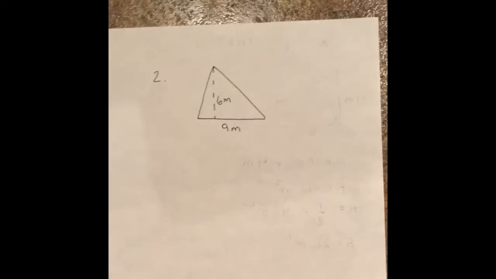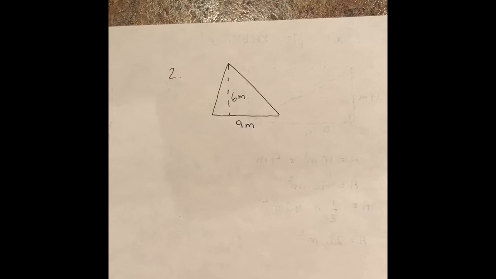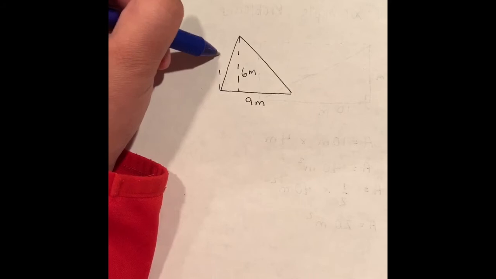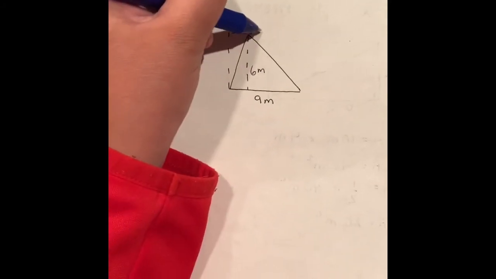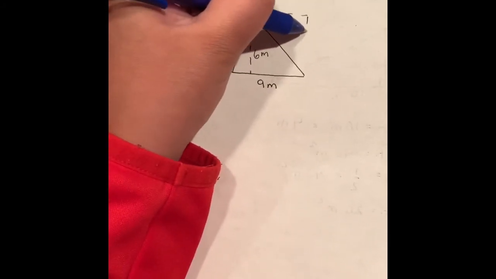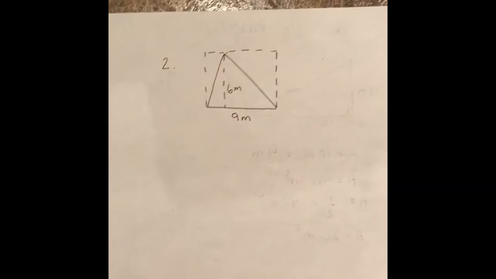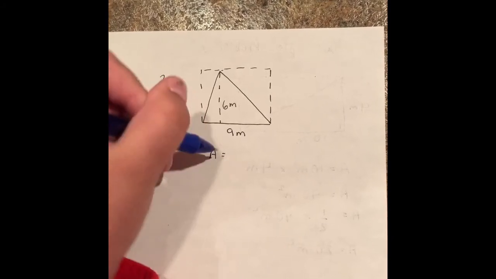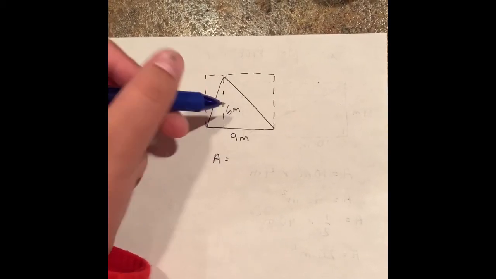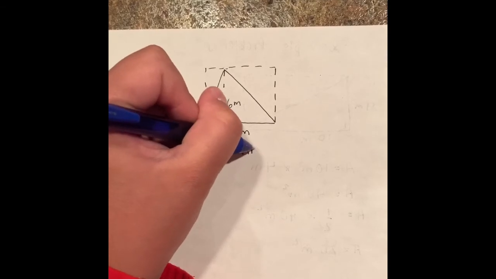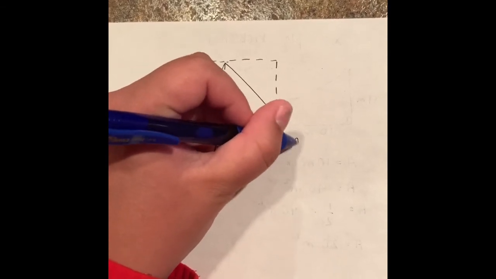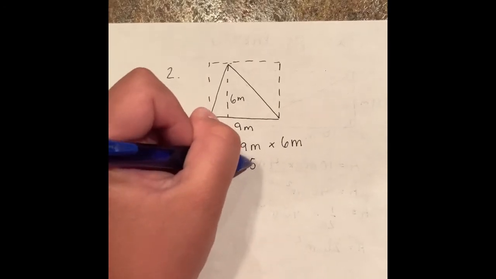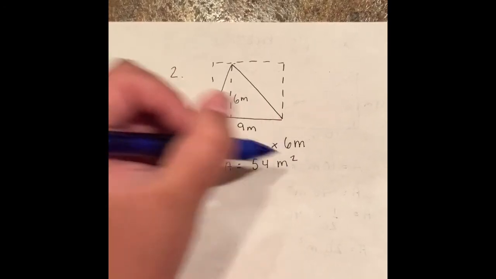Okay, so now we're going to try out our second example. This triangle looks a little bit different, but we can still turn it into a rectangle. Alright, so now that we've turned it into a rectangle, let's find the area. The area equals the base times the height. So it's going to be 9 meters times 6 meters. And so the area of the rectangle equals 54 square meters.